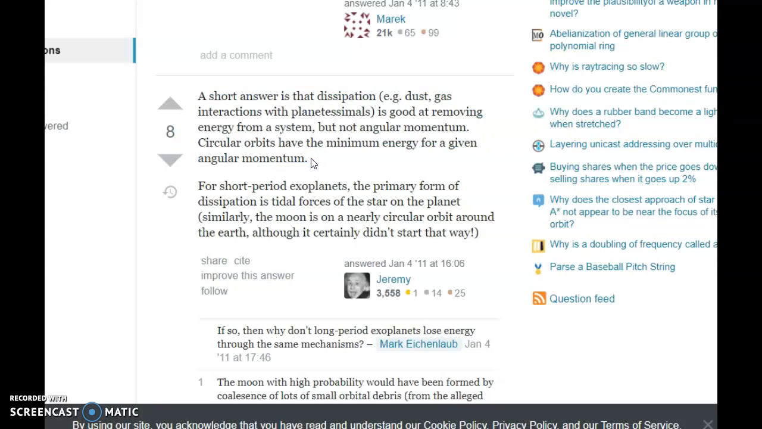Angular momentum is kind of like how something rotates. And it's also called the ice skater effect. You know, an ice skater pulls her arms in, and then she rotates faster. So it has to do with that.